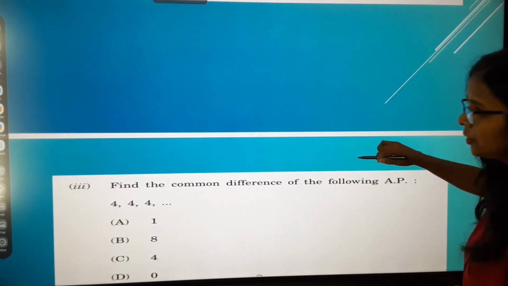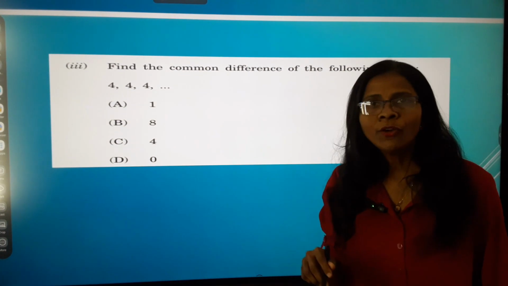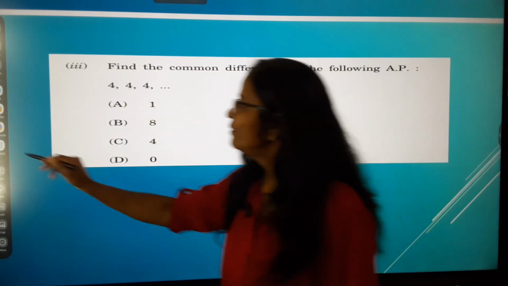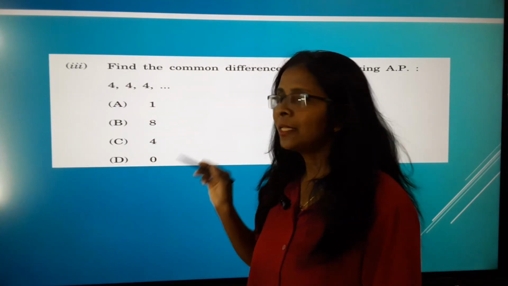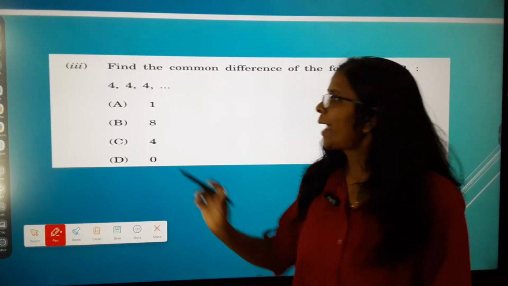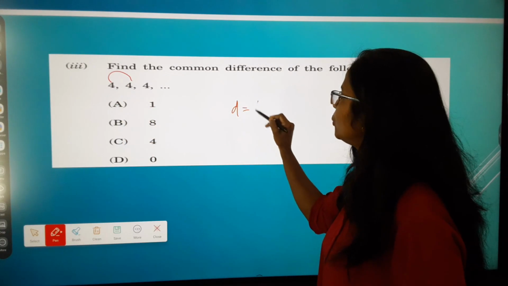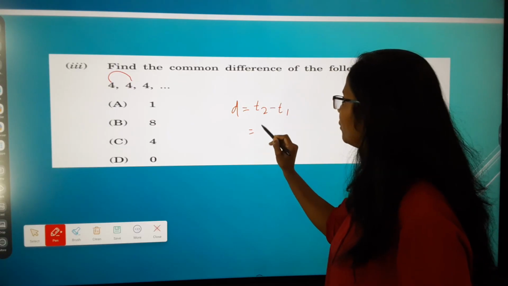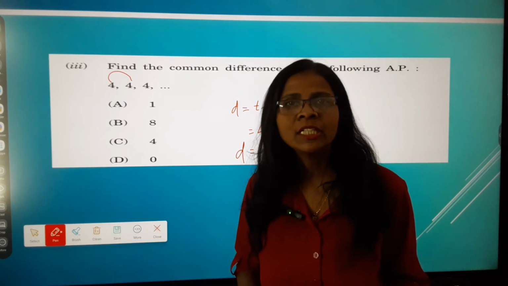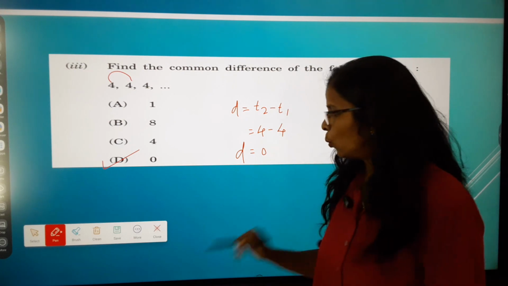The next question is: find the common difference of the following AP. The given AP is 4, 4, 4. Here students, the first term, second term and third term are all 4. So common difference, how can we find it? It is T2 minus T1, which is equal to 4 minus 4, which is equal to 0. So the common difference is 0 and the correct option is D, 0.